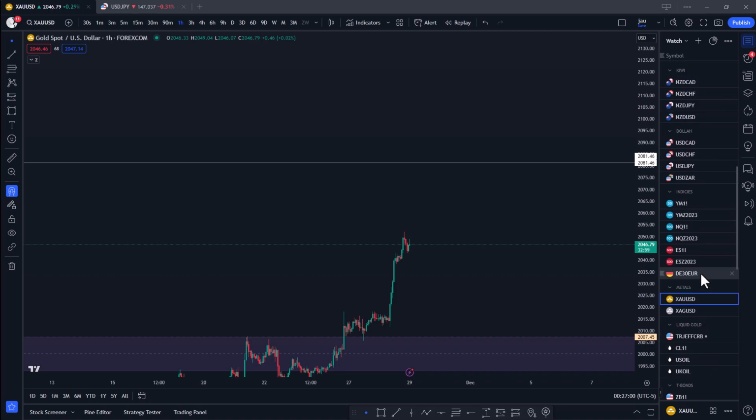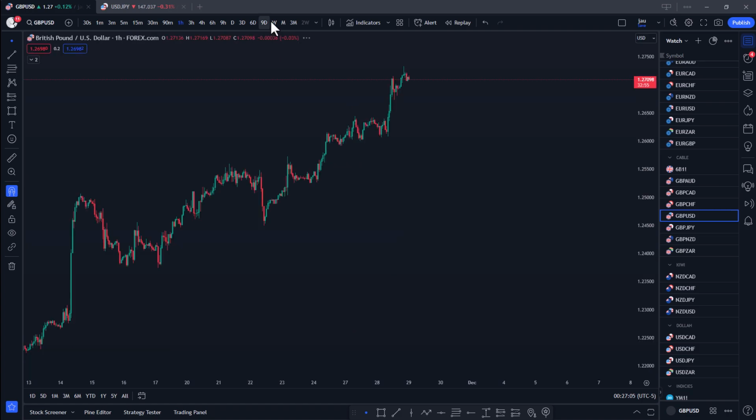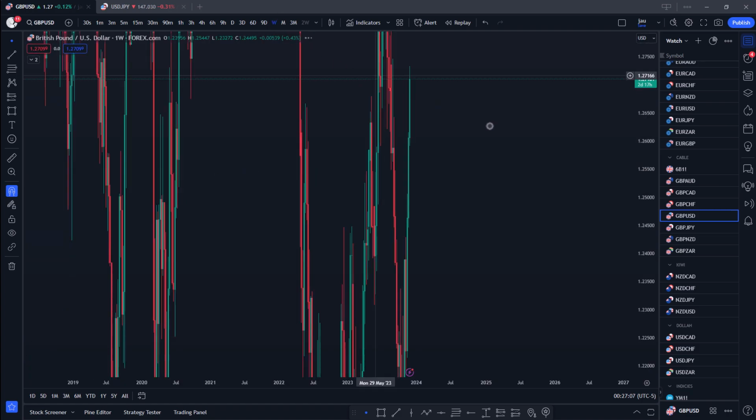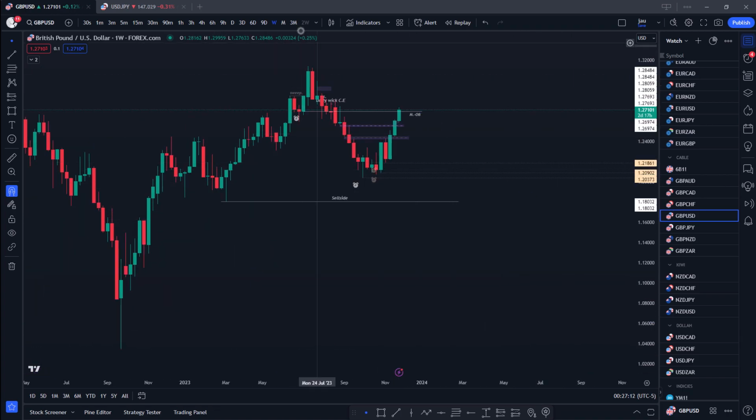Most of the stuff that I've traded for the week has reached the high time frame objectives. Pound has also reached, I think, its monthly high time frame order block. That was a high time frame, yeah, it was a monthly chart.